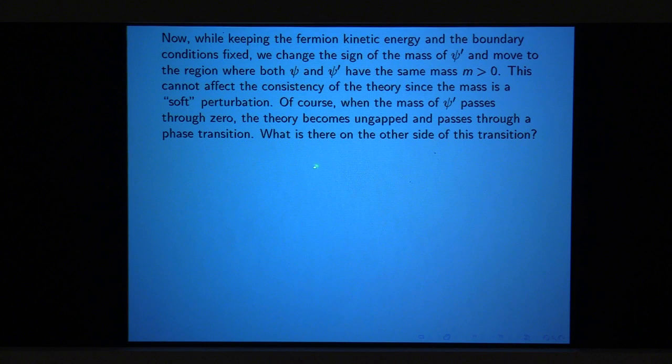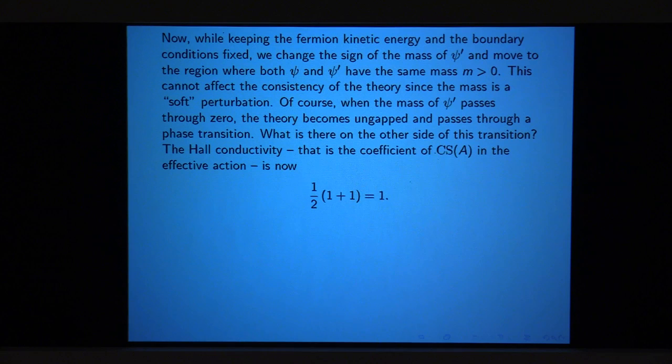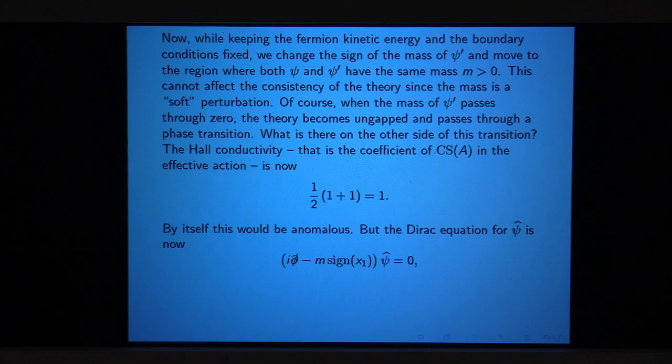What is on the other side of this transition? Well, on the other side of the transition, both fermions have masses of the same sign. So the Hall conductivity, in other words, the coefficient of Chern-Simons in the effective action, is now a half times 1 plus 1, which is 1. And by itself, that would be anomalous, so something has to cancel it. And what cancels it is that the Dirac equation for psi hat now doesn't have a constant mass anymore.